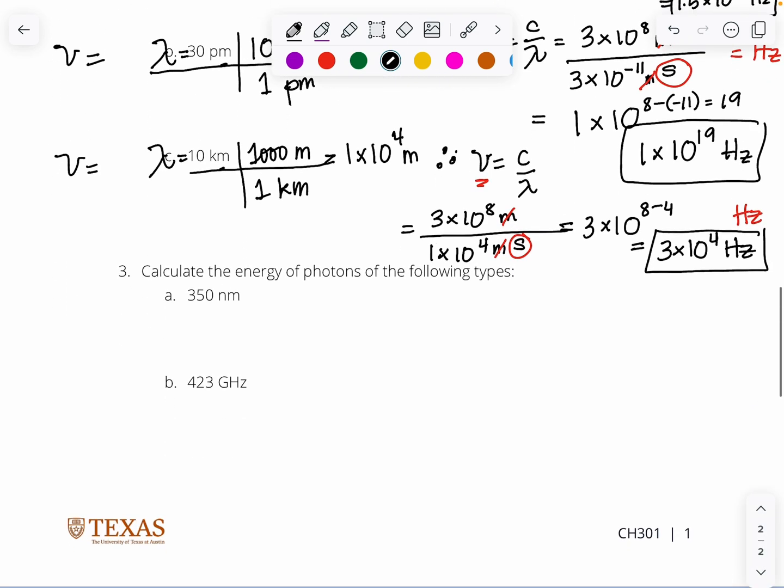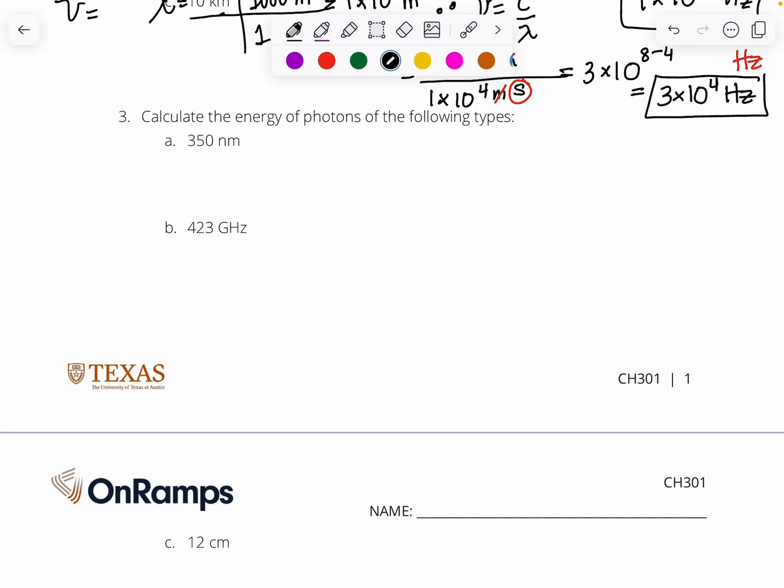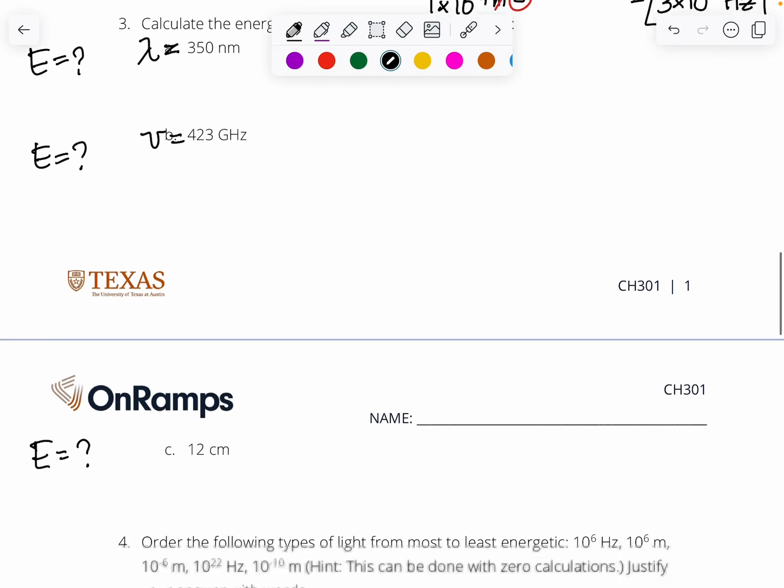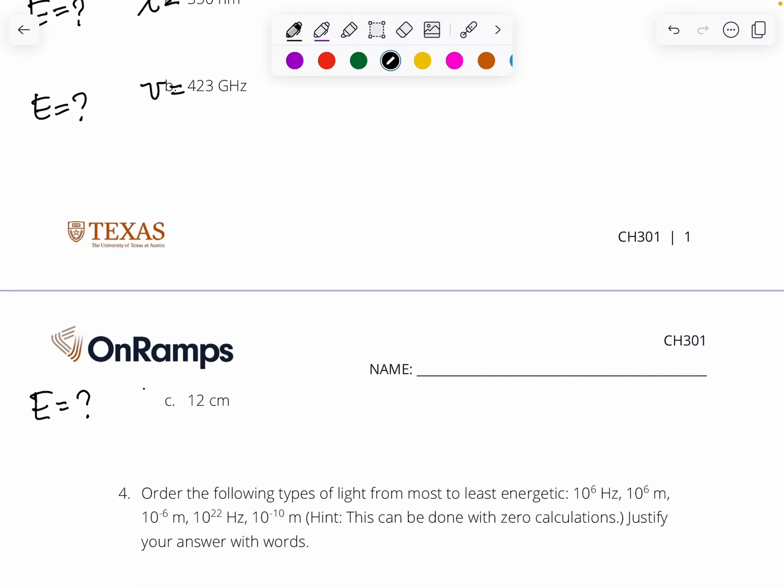Okay, going on to the next one. We're going to calculate the energy of photons. And we've got different givens. So we know that we need to calculate energy. The first one, we've got 350 nanometers. Meters, again, that's going to be wavelength. Gigahertz. Hertz is frequency. So that is frequency. And then down here, we've got centimeters. Meters, again, that's going to be wavelength. So you just have to be aware of which one you're trying to figure out.